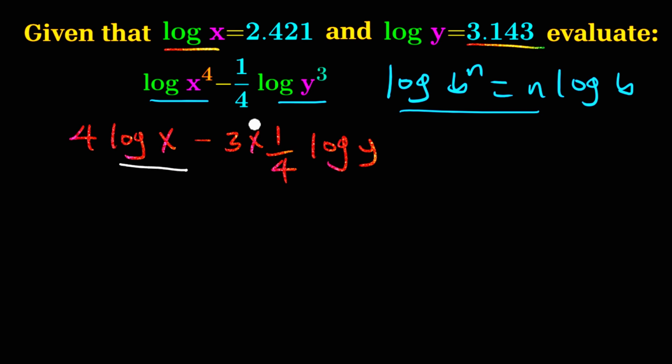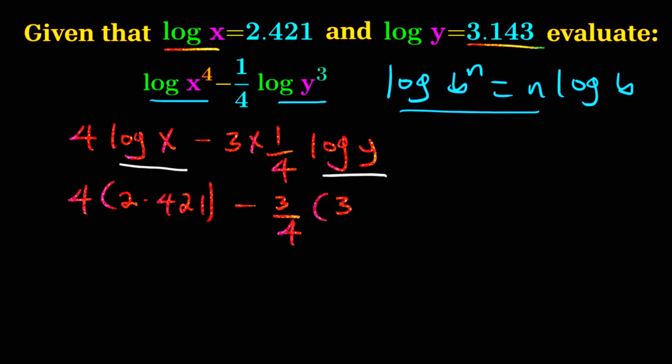We have log of x and we have log of y. So we just substitute. We have 4 times log of x. Log of x is given as 2.421 minus 3 times 1 over 4, that is 3/4, into log of y. Log of y is given by 3.143.